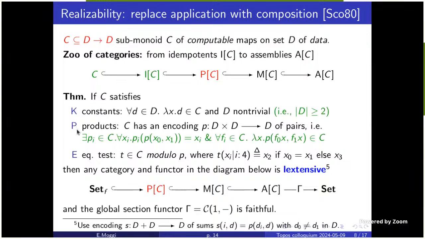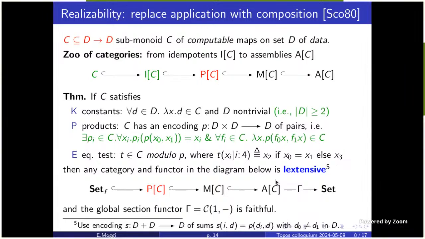So in particular, with this property, I can conclude that the category of idempotents has finite products. And then the third property is to have an equality test. So I have a map in C that, modulo the encoding of pairs, which of course allows me to encode any tuple, can test, given 4 elements, if the first two are equal, and if they're equal, I return x2, otherwise I return x3.